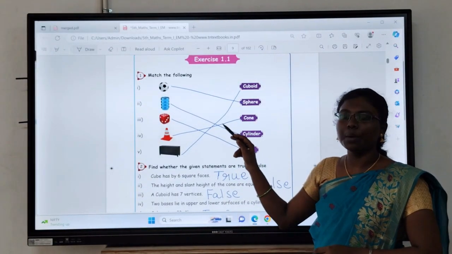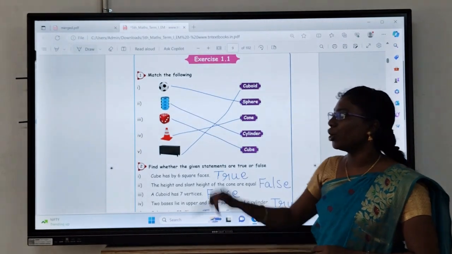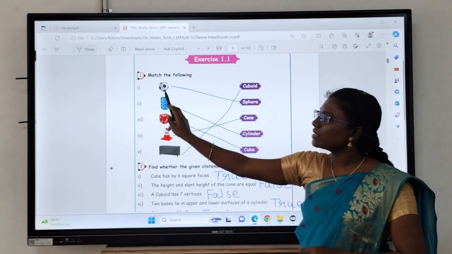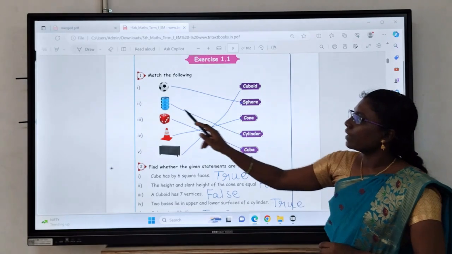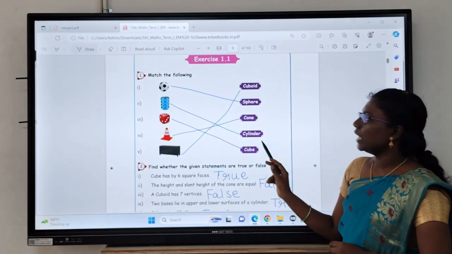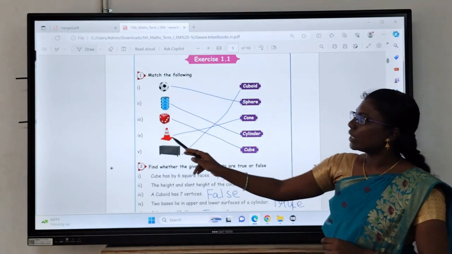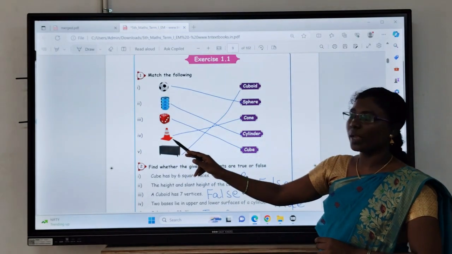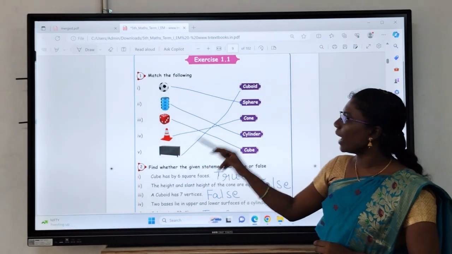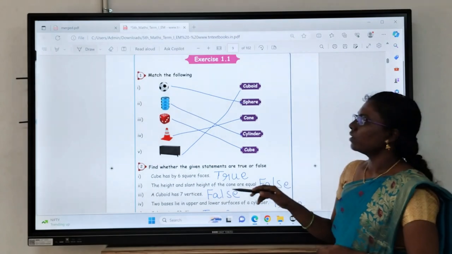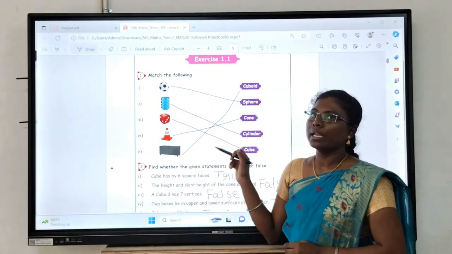Let us see some exercise questions. First, match the following. What is the first shape given here? Sphere. Next shape, cylinder. And the third shape is cube. What is the fourth shape? Yes, very good. The fourth shape is a cone. And the fifth one, cuboid. So these are the answers for match the following.